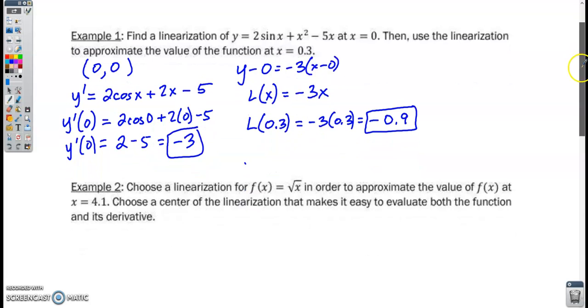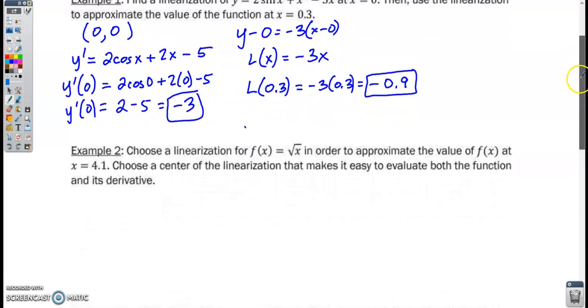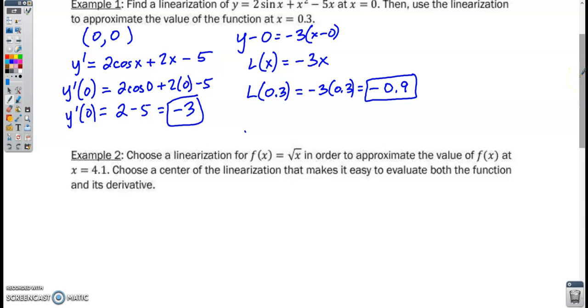All right, let's look at example 2, and then we'll call it quits for this video. Choose a linearization for f of x equals the square root of x in order to approximate the value of f of x at x equals 4.1. Choose a center of the linearization that makes it easy to evaluate both the function and its derivative.